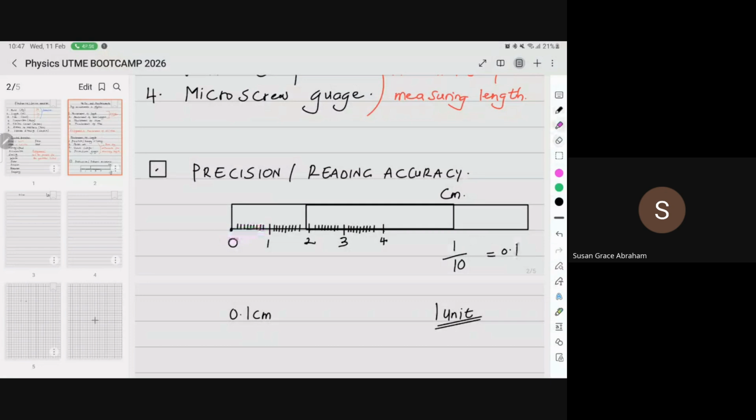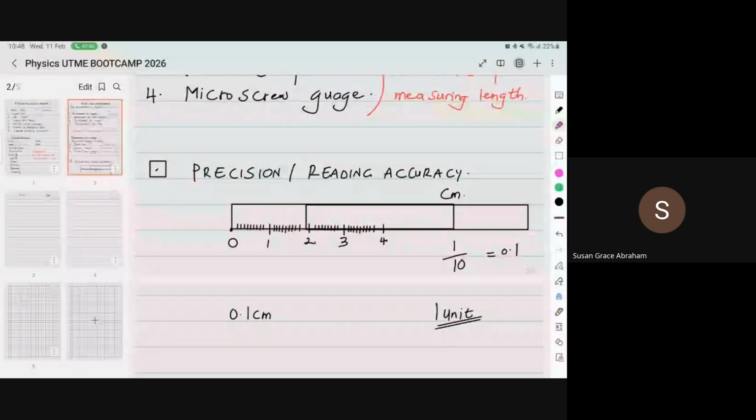Does it make sense? So that is what we mean by precision. Precision simply means the smallest division you can have in a measuring instrument. That is the meaning of precision. The smallest calibration, the smallest division that I can have in a particular measuring instrument. So for your meter rule, the smallest calibration is 0.1 centimeter. Or the smallest division for a meter rule is 0.1 centimeter. If you understand what I'm saying, can you just give me a thumbs up? If you don't understand, give me a thumbs down so that I can explain once again.